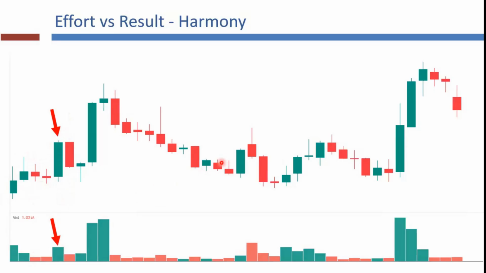In the same manner, you can also look at this candle and this volume. Just take a look at how the previous candles are formed and how this candle is formed along with volume. Again, you can see range expansion and volume expansion. That is, effort has increased and so has the corresponding result, that is price action. Now let us look at contradiction.